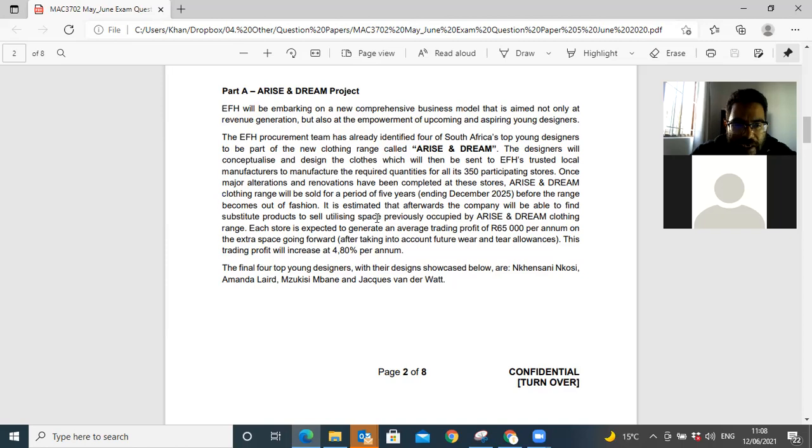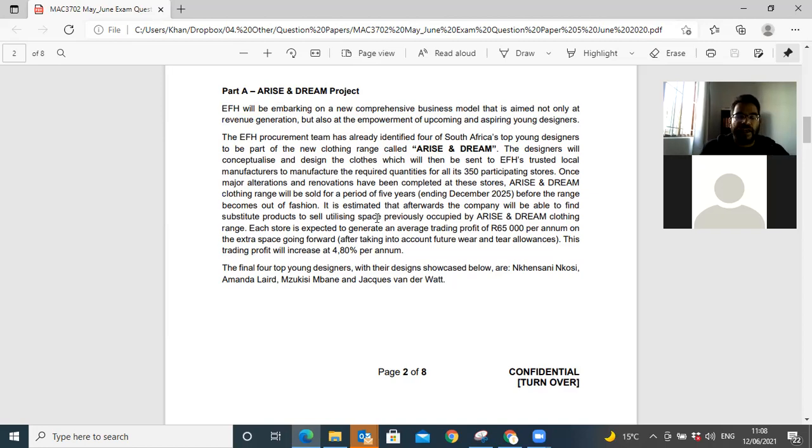Each store is expected to generate an average trading profit of 65,000 Rand per annum on the extra space going forward, after taking into account future wear and tear allowances. This trading profit will increase at 4.8% per annum. Okay, so what they just mean, so just think about it.